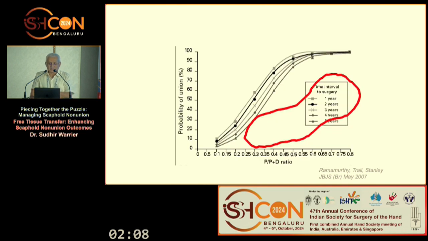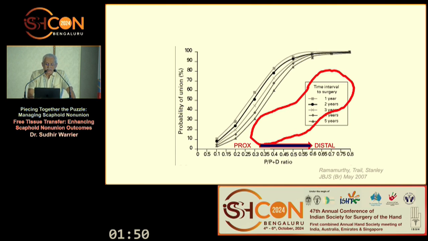So they plotted this against a graph, and you can see right at the top is the 1 year presentation at 1 year, and then the lowest graph is the one that is showing you the presentation at 5 years. So the 5-year non-union ones tend to heal much slower.